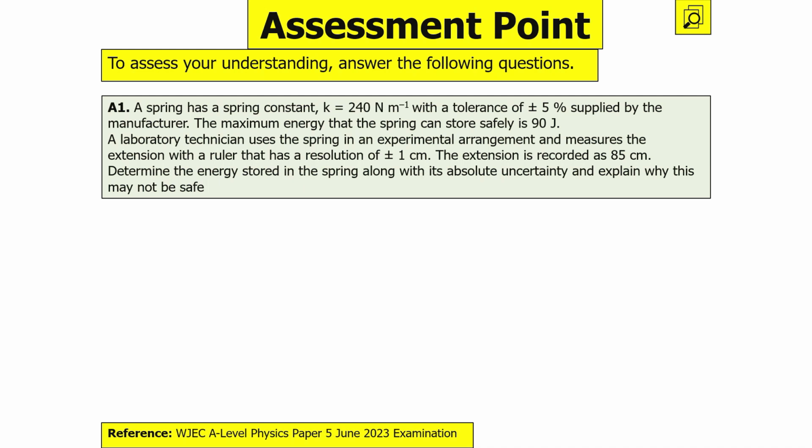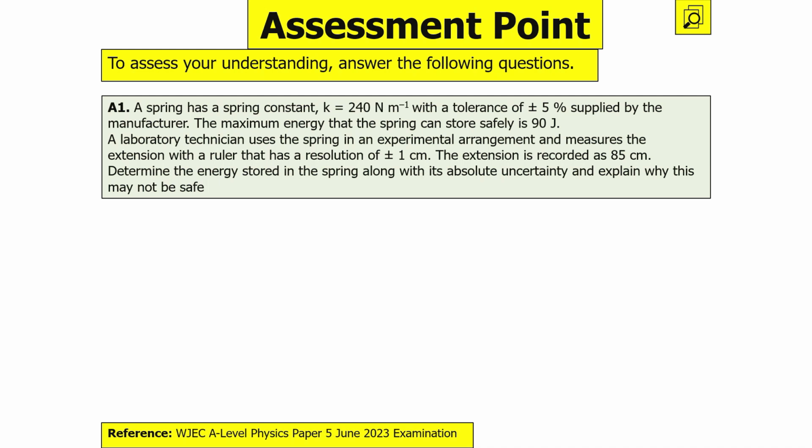The maximum energy that the spring can store safely is 90 joules. A lab technician uses the spring in an experimental arrangement and measures the extension with a ruler that has a resolution of 1 centimeter. The extension is recorded as 85 centimeters. Determine the energy stored in the spring along with its absolute uncertainty and explain why it might not be safe.